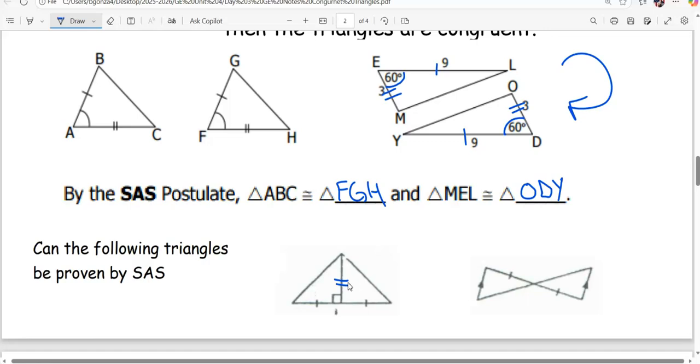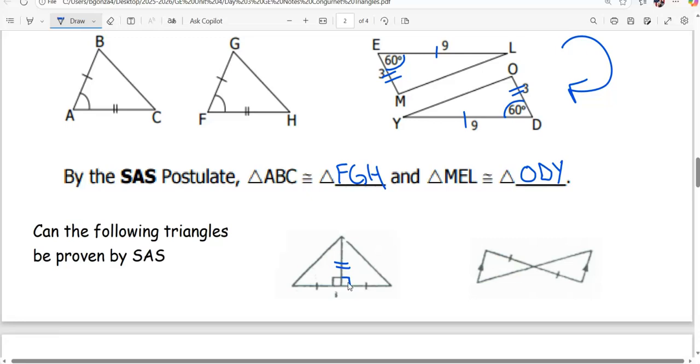Another thing you should know. If you see 90, what's right next to it? That makes a straight line. Another 90, right? Two 90s make a straight line. Okay? Is this SAS, side angle side? So here we go. Tick mark, angle mark, tick mark. So is that side angle side? Yes or no? Yes. It's SAS.